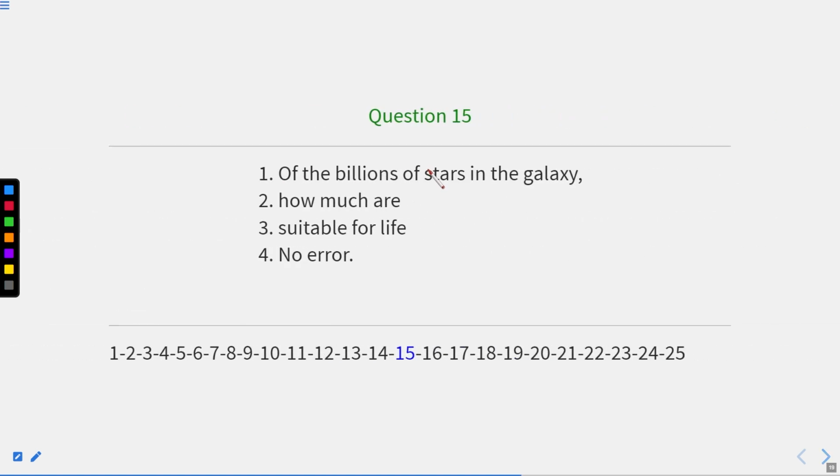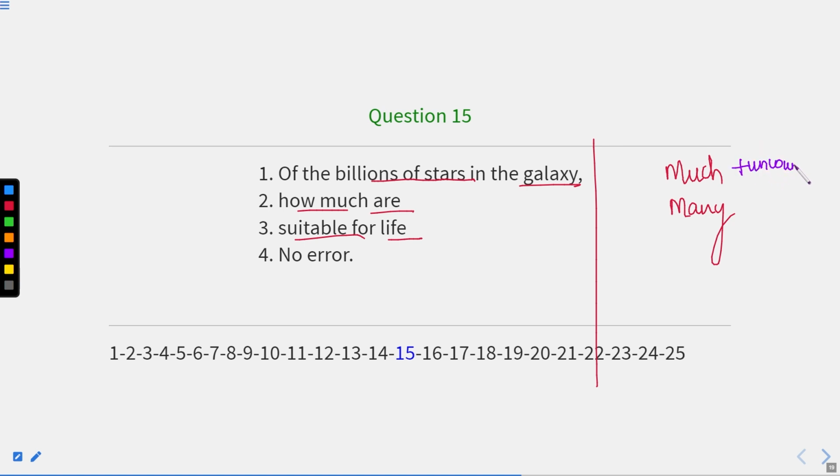Now let us move to the question number 15. Of the billions of stars in the galaxy, how much are suitable for life? Now obviously, if we talk about much and many, we have two words. One is much and another is many. Much is used with uncountable nouns. Okay. Whereas there is another word that is many. Many is always used with countable nouns.